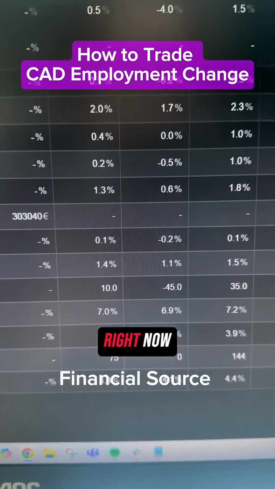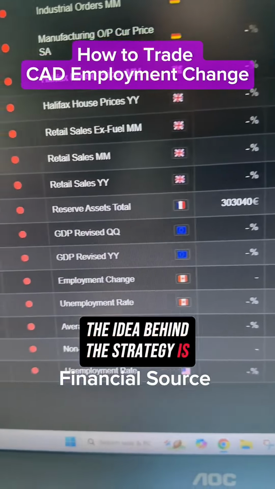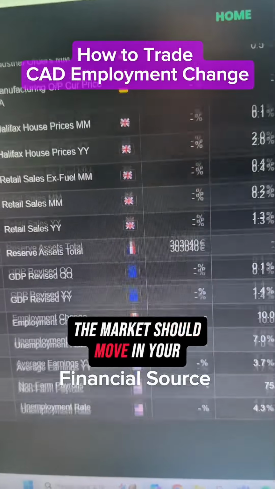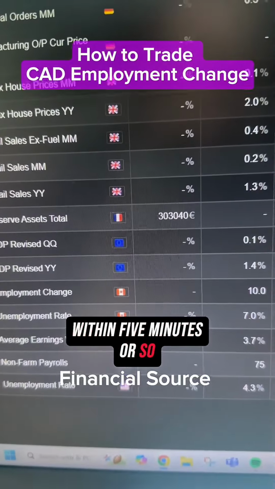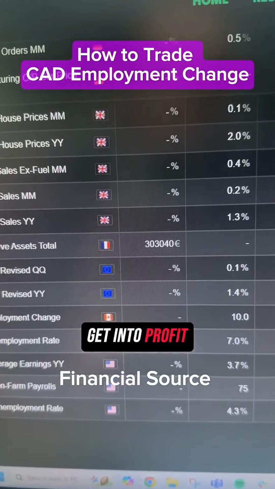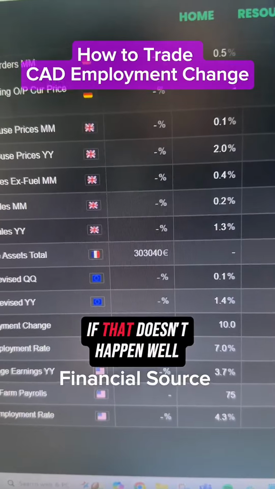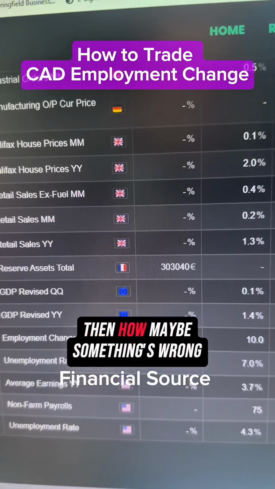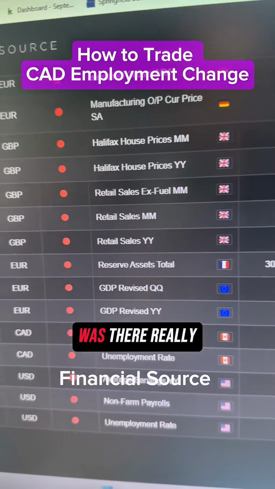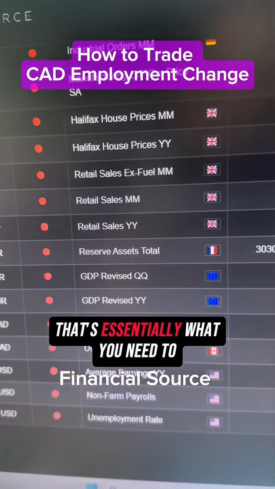closes, right? Now, the idea behind the strategy is if it's truly a shock, the market should move in your direction within 5 minutes or so, and it should allow you to get into profit and move your stops to break even, right? If that doesn't happen, well, then maybe something's wrong. You know, how much of a shock was there really? And so that's essentially what you need to do.